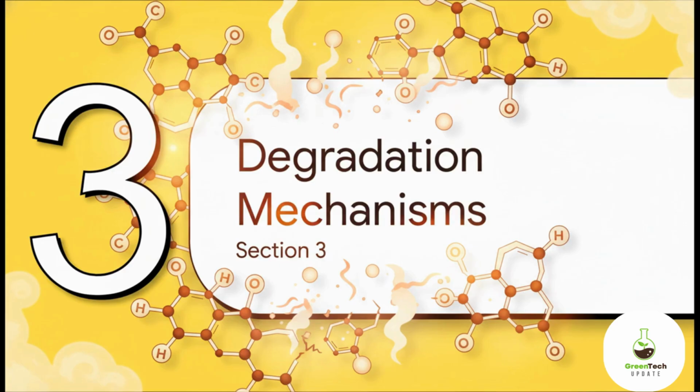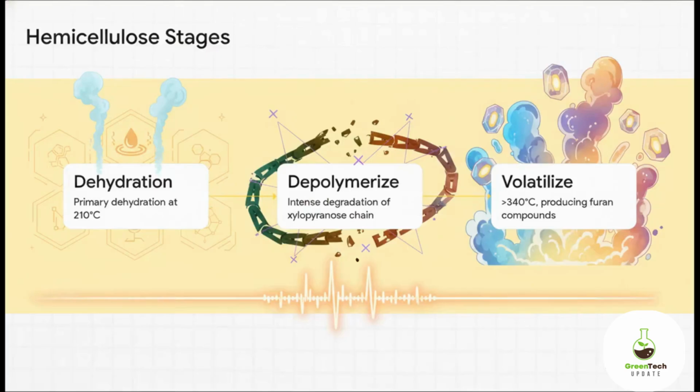We're going to zoom in on the specific molecular bond dissociations that happen as things heat up. Let's break down hemicellulose first. It degrades in multiple stages. It kicks off with primary dehydration, right around 210 degrees Celsius, where you see a little bit of mass loss. Then comes the intense degradation, where the xylopyranose chain actually depolymerizes. Finally, once you push past 340 degrees Celsius, you get volatilization, which produces various furan compounds.